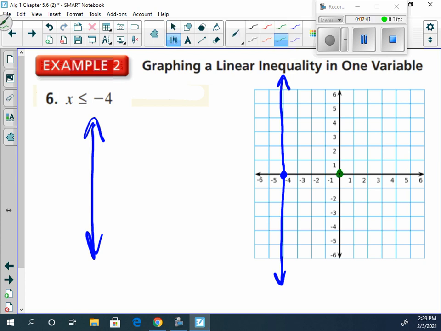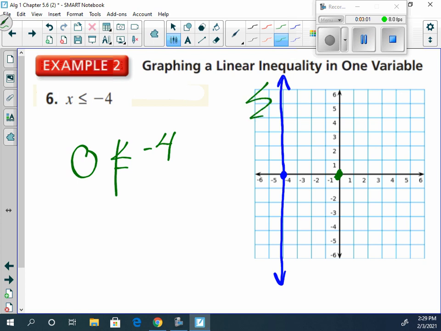Now, again, to check to see which side we shade, we can just check a point, and I just pick the point 0, 0, because, again, it's an easy point to check. What we want to just see is 0 less than or equal to negative 4. And is 0 less than or equal to negative 4? No. So it's this side over here.